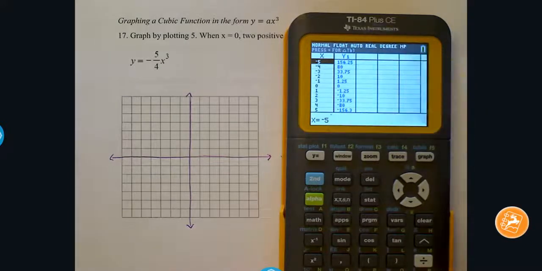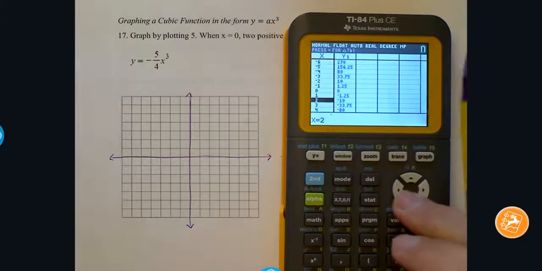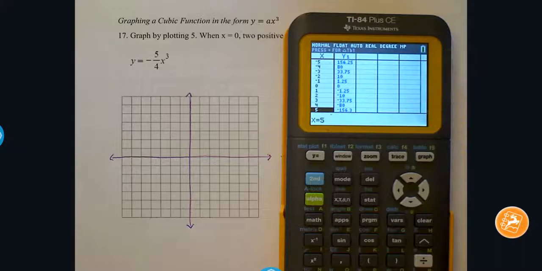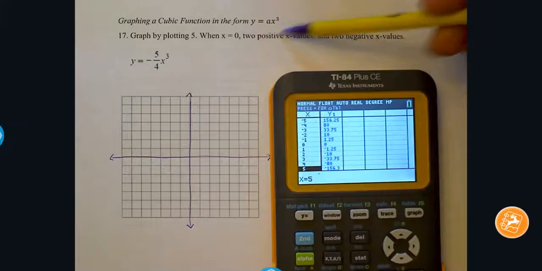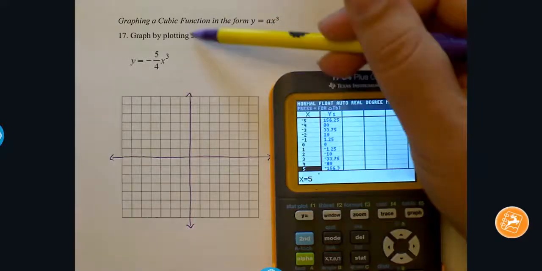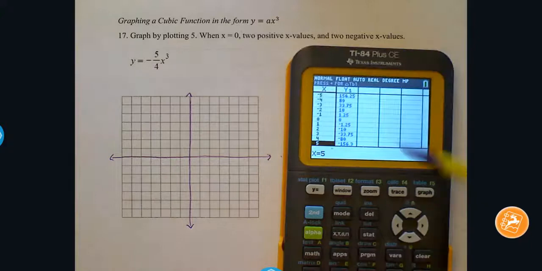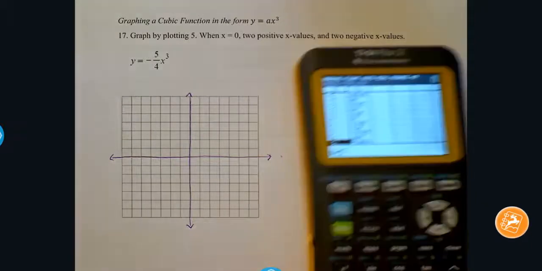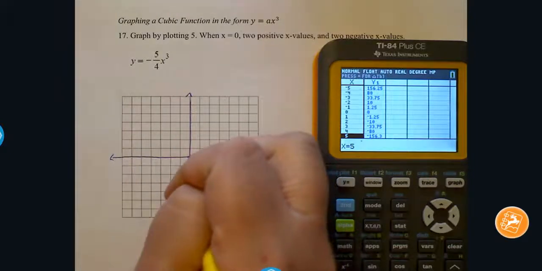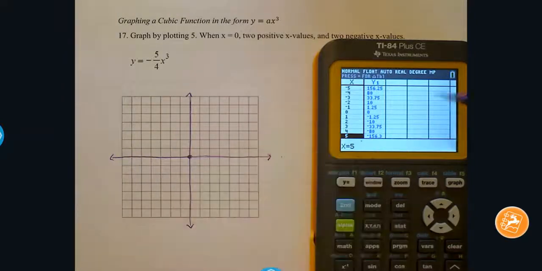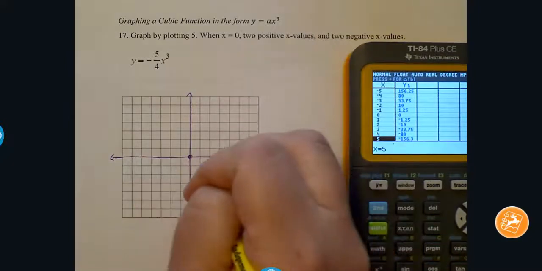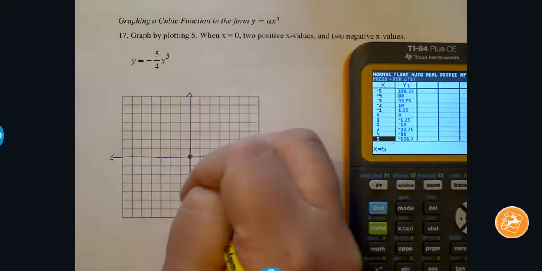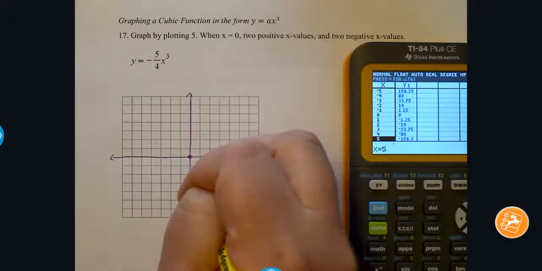I recommend hitting up and down on the X so 0 is right in the middle, because if you look at the directions, they want X being 0, and 2 positive X values and 2 negative X values for the 5 points. So we have that right here. X is 0, we're looking at 0, 0. Then we can go to 1. 1 is negative 1.25. So that's 1, and then 0.25 is just a little more than that.